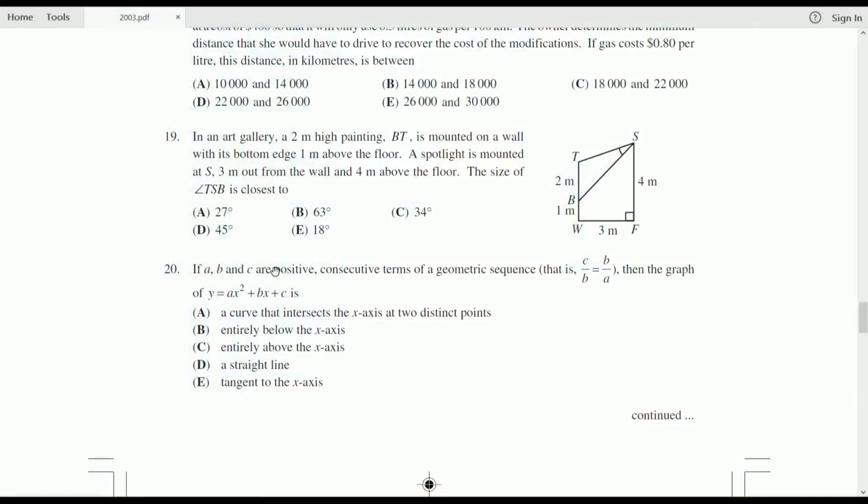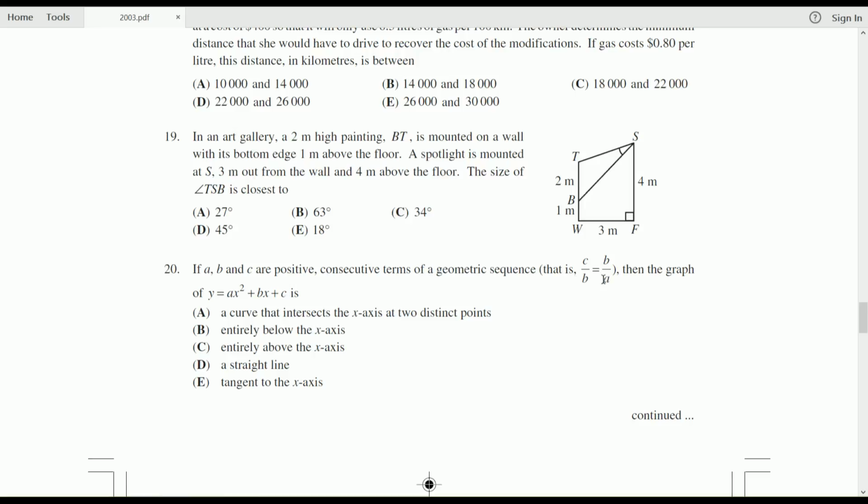If A, B, and C are positive consecutive terms of a geometric sequence, and the consecutive terms is what's important. One way to express that is to say C over B is the same as B over A. They have a common ratio. And that's how you make a geometric sequence: you just keep multiplying the previous term by the same number, the common ratio, to get the next term. So if they are consecutive, they all differ by the same ratio.